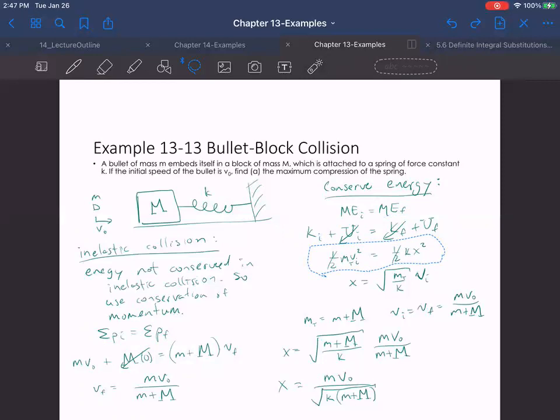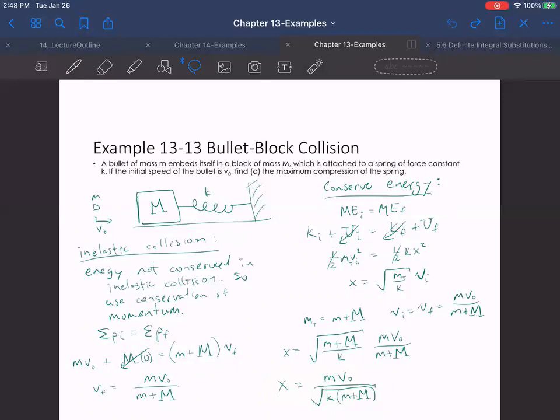Now, I can solve that for x, how much it will compress, and that equals the square root of the total mass divided by the spring constant times that initial velocity. Just a little algebra there. The total mass in that equation is the sum of their two masses. The initial velocity in this equation is actually the final velocity from over here, so I plug that in: mv naught over their total mass, little m plus big M. Then I do a little rearranging, canceling out, and combining of those two fractions, and I get my answer: mv naught over the square root of k times the sum of their masses. And there's no numbers to plug in on this one, so that's it.